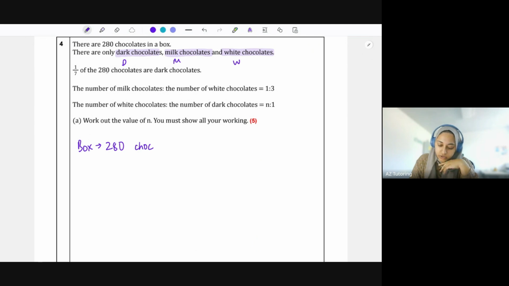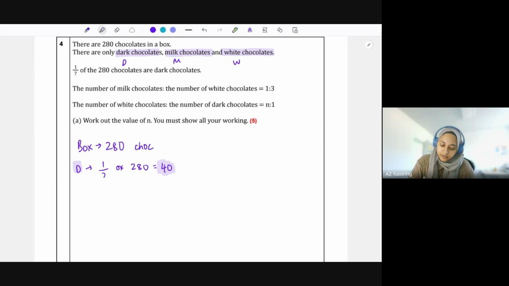1/7 of the 280 chocolates are dark chocolates. So I can work out dark chocolates. 1 out of 7 of 280 is 280 divided by 7. 28 divided by 7 is 4, and then add a 0 on it. Okay, so we know there's 40 dark chocolates. Perfect. So I know there's 40 dark chocolates in that box.